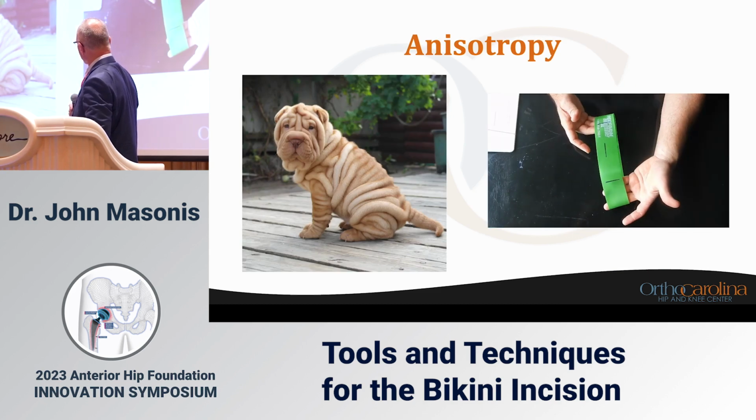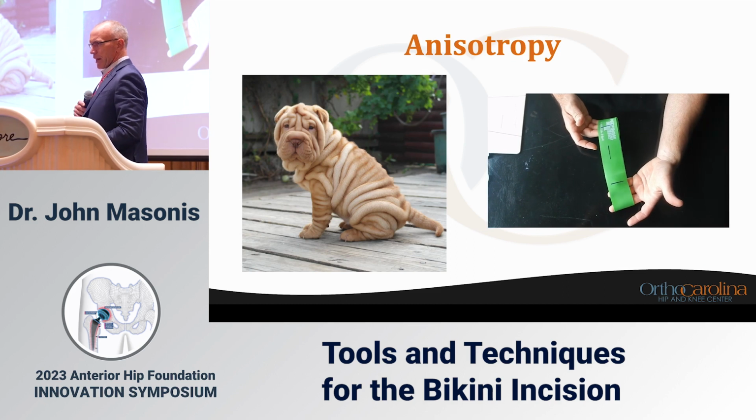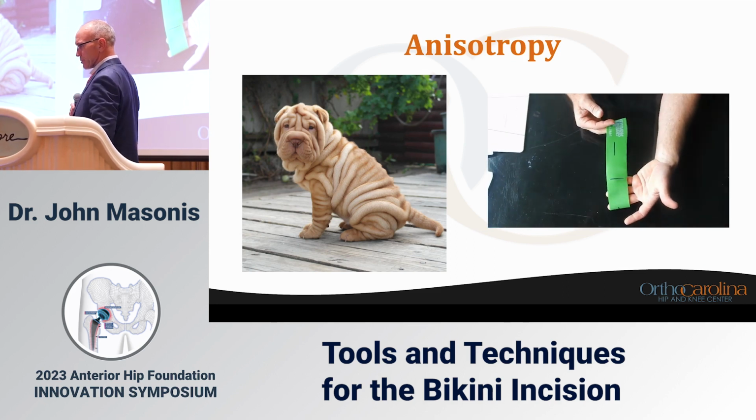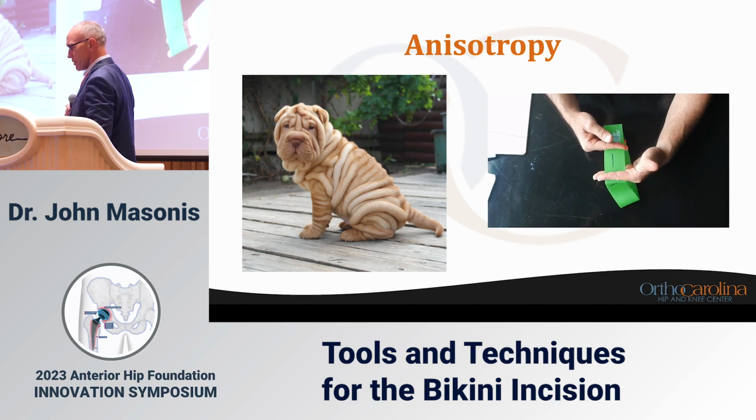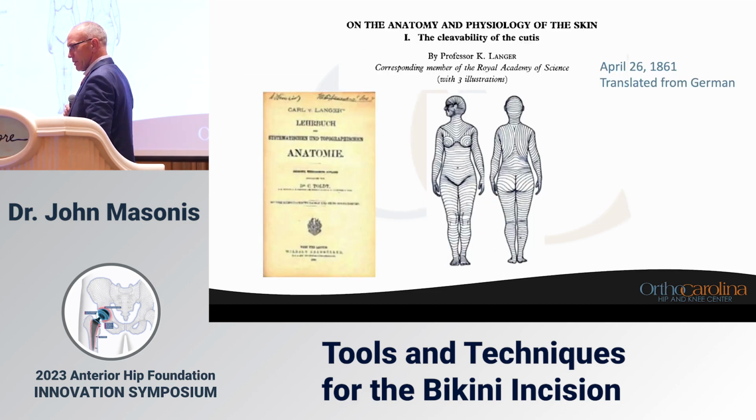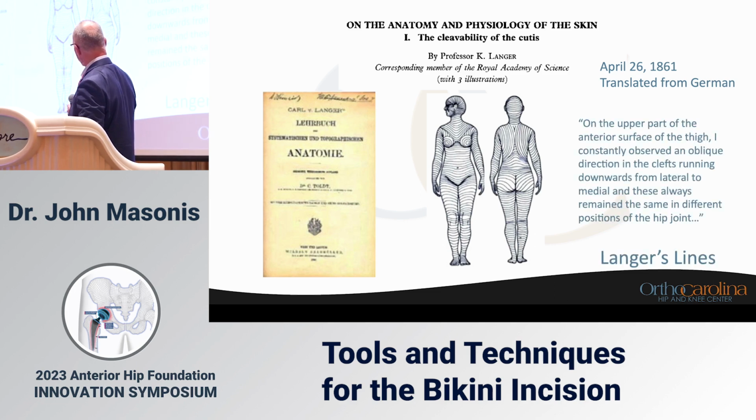So this is a good way to remember that. The rubber band or the TheraBand on your right has memory and can get back to its original shape, as opposed to the collagen fibers on the right. So the anatomy of the skin was initially described with regards to Langer's lines, as you can see across the hip joint, anteriorly in particular. You can see how the bikini incision had its origination here. On the upper part of the anterior surface of the thigh, one constantly observed an oblique direction of the clefts running downward from lateral to medial, and these always remain the same in different positions of the hip.